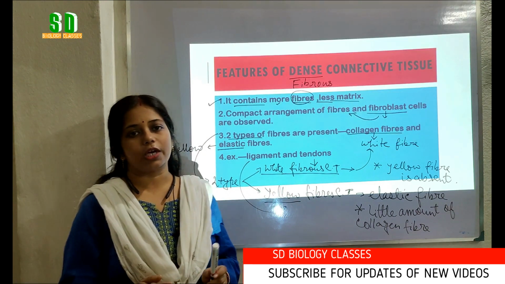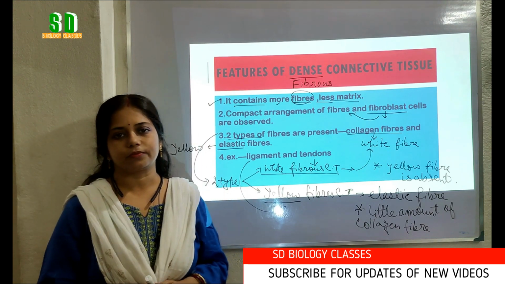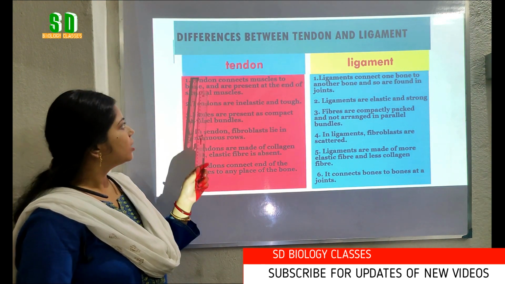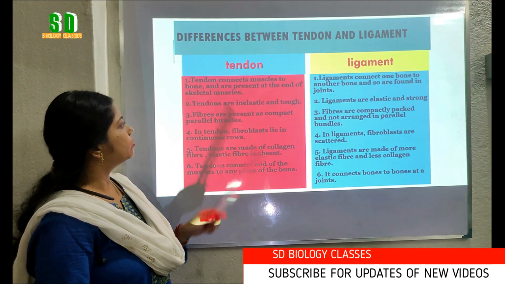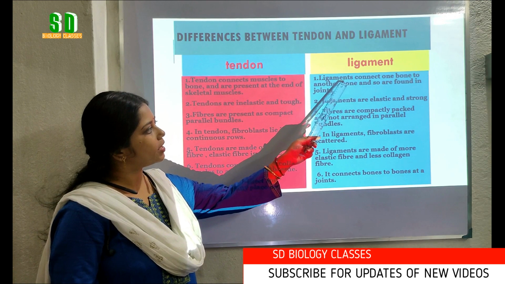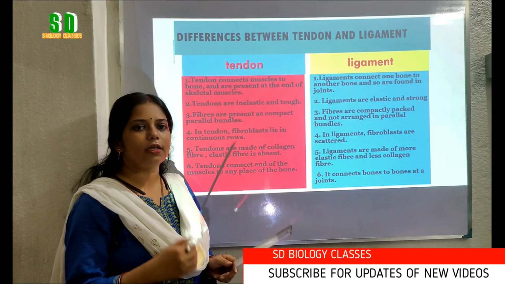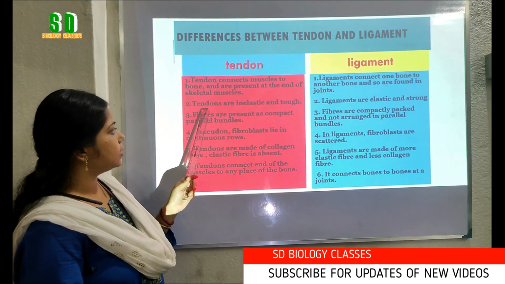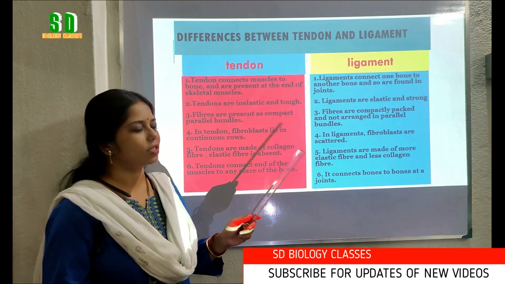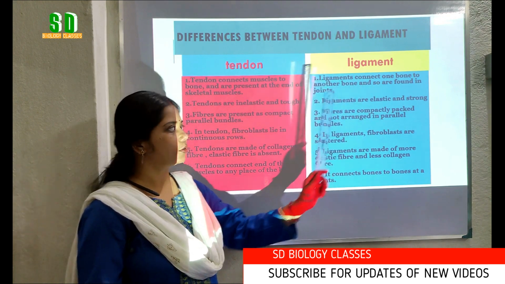Now we are going to know about some differences between the ligaments and the tendons. So students, what are the differences between tendon and ligaments? First of all, tendon connects muscles to bone and is present at the end of the skeletal muscle, whereas ligaments connect one bone to another bone, and so they are found at the joints. Secondly, tendons are inelastic and tough. They are not flexible, whereas ligaments are elastic in nature and very strong.